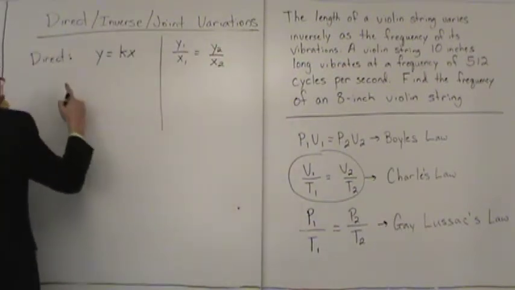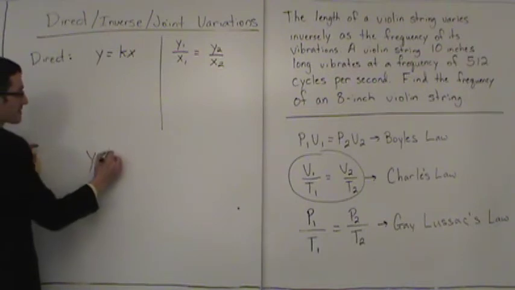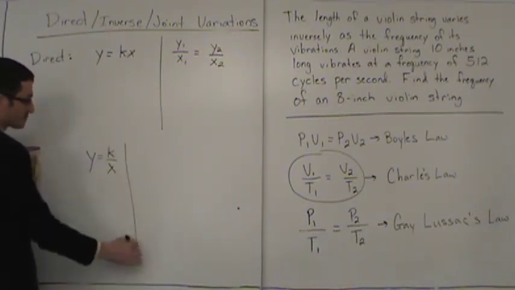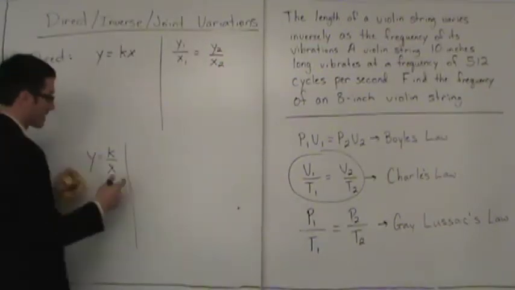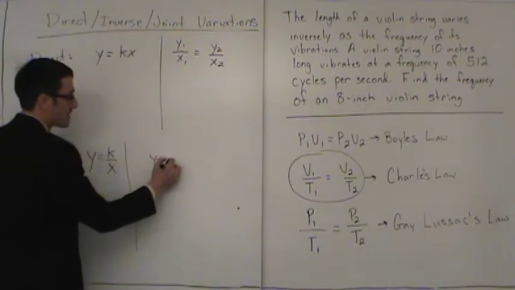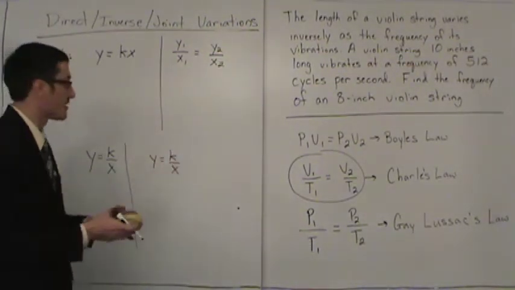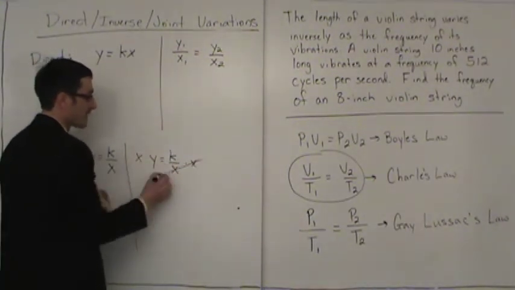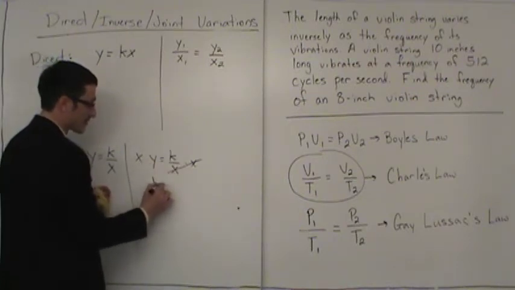Now I'm going to show you inverse for a moment. If y varies inversely as x, y equals k over x. We're going to do the same thing as we did with direct: get rid of k. We write the equation y equals k over x and get k by itself. Since k is being divided by x, we multiply by x and cancel. So we get k is equal to x times y.